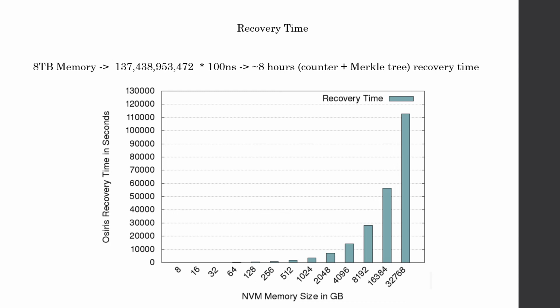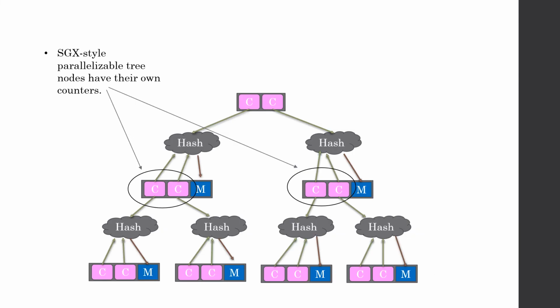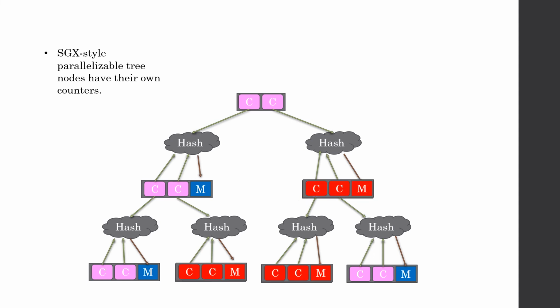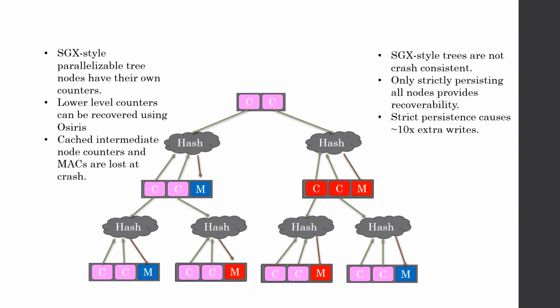Here we can see how the recovery time increases with the increase of the size of the memory. For example, if we use 8 TB memory, we'll have to wait for 8 hours for the recovery of counters and Merkle tree nodes. Besides, SGX-style parallelizable trees have their own counters in intermediate nodes that are lost during the crash and are not recoverable at all unless we use strict persistence, which incurs 10 times extra writes.